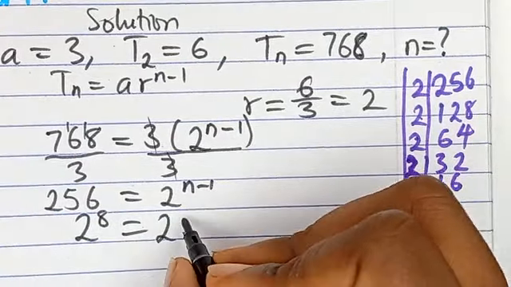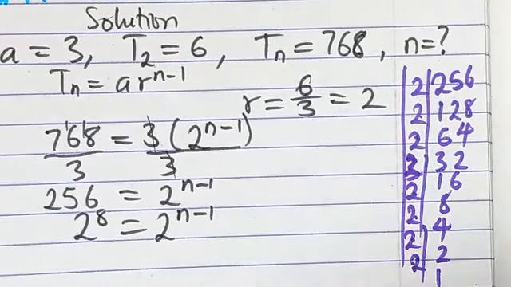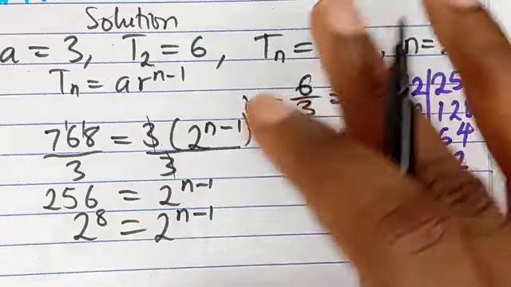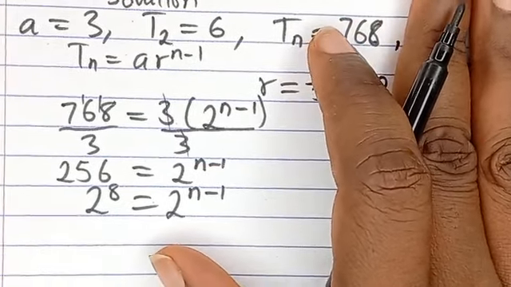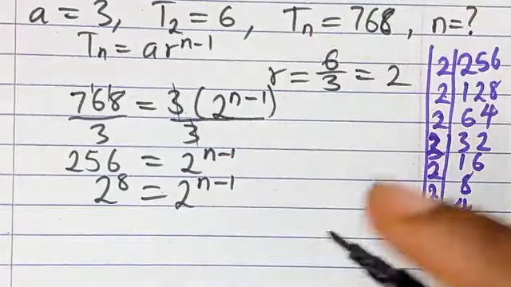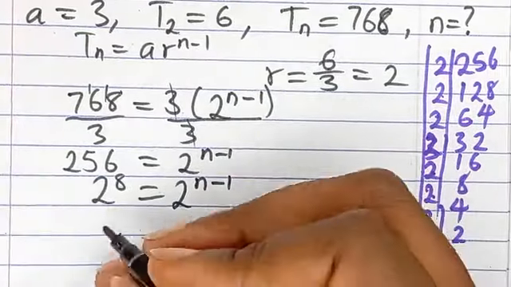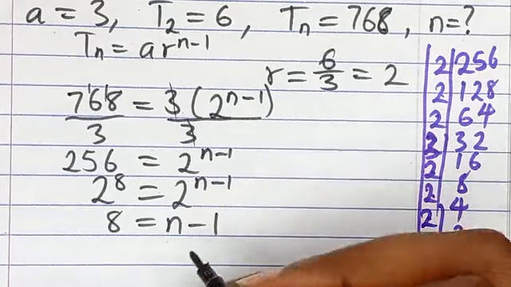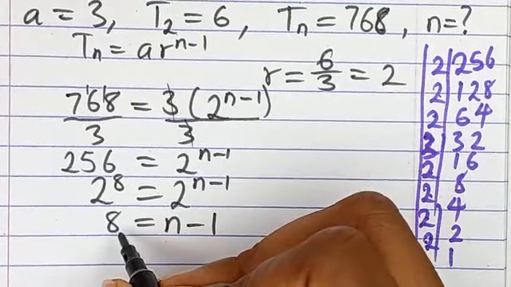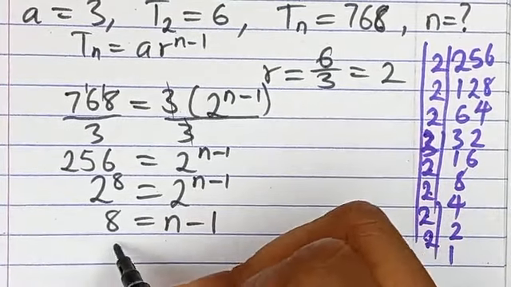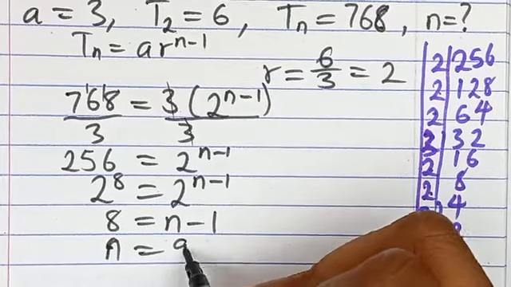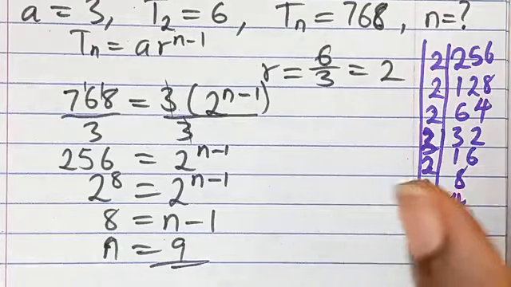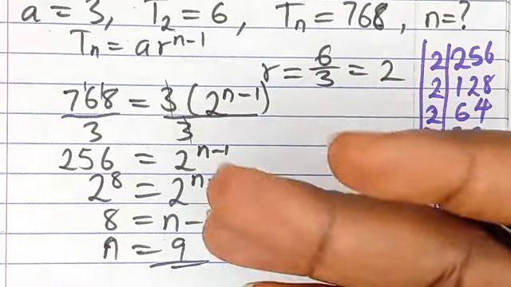So we have that 2 raised to power 8 is equal to 2 raised to power n minus 1. Now we've equated the bases. We've gotten them to the same base. Now what we do is equate the powers, like just cancelling out the bases. So equating powers, 8 is equal to n minus 1. Okay, minus 1 crosses over to become plus. That means 9 is equal to n, or we can say n is actually equal to 9. So we have found the number of terms in this GP. You can see the thought process.